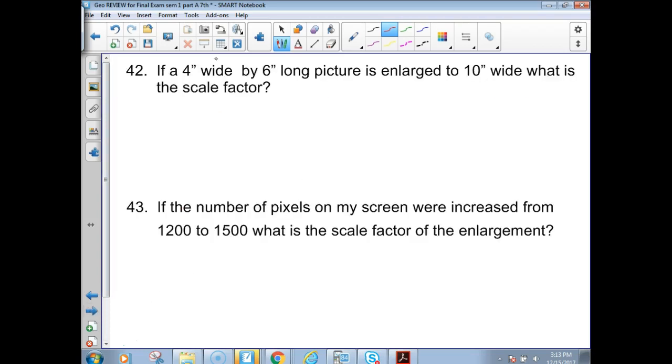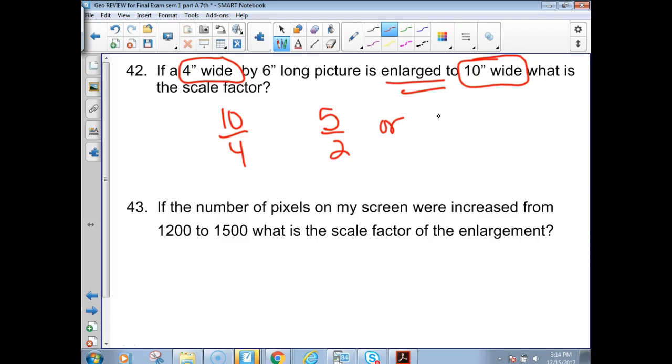42. If a 4 inch wide by 6 inch long picture is enlarged to 10 inches wide, what's the scale factor? All I care about is the width numbers. And since it's been enlarged, the larger goes on top, so that'd be 10/4. You can reduce that to 5/2, or you can write a decimal by dividing and get 2.5.